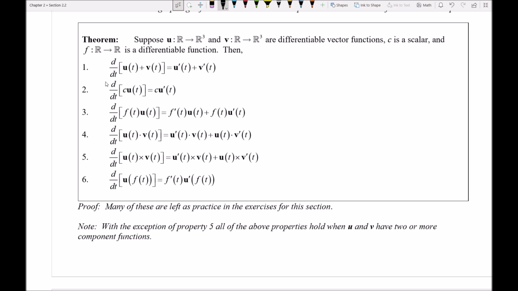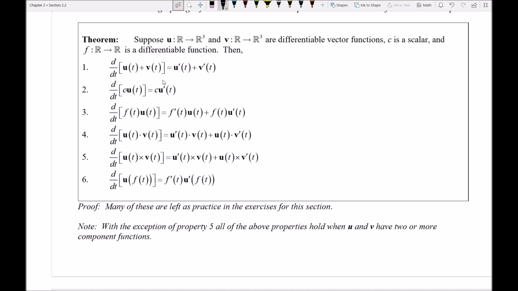Take a look here at number 1. If you want the derivative of a vector function plus another vector function, you can calculate that by actually just doing the derivative of each of the vector functions individually. That should hopefully sound familiar. Number 2 should hopefully sound familiar as well. If you want the derivative of a number being multiplied to a vector function, you can instead put the number to the side and take the derivative of the vector function first, then multiply the number on after.